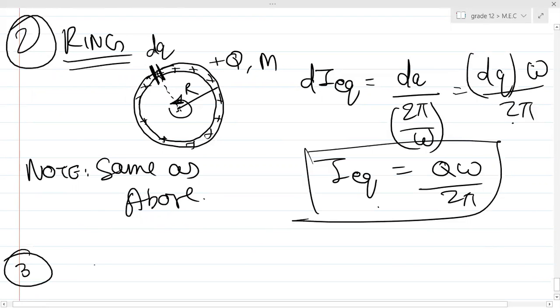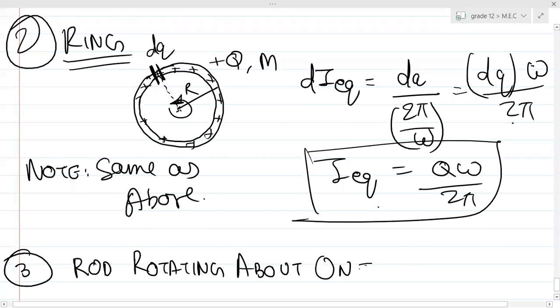Third, let's do for a rod rotating about one of its ends. Sir, can you solve for a sphere also? Yes, I guess. Yes, you can do for a sphere.